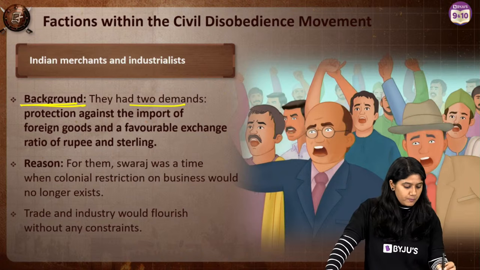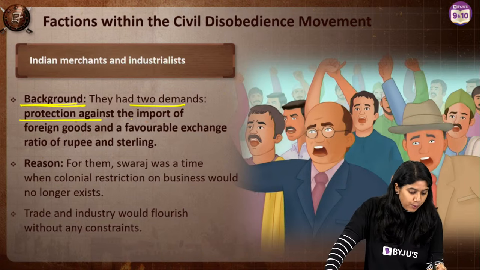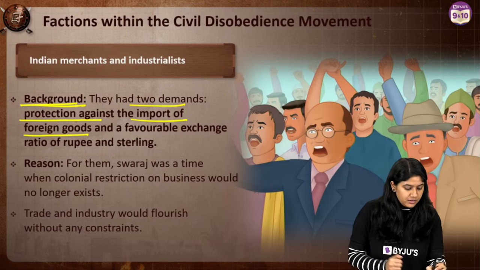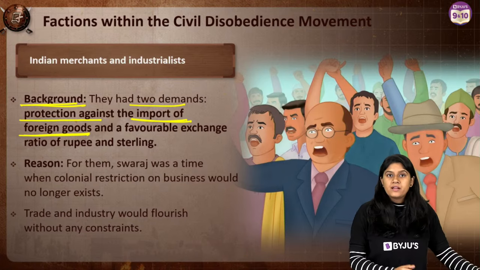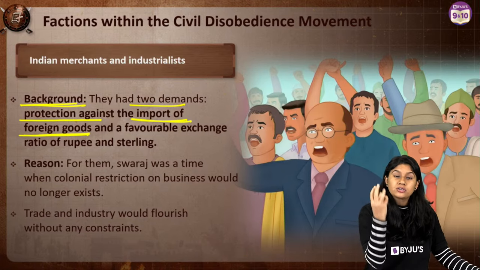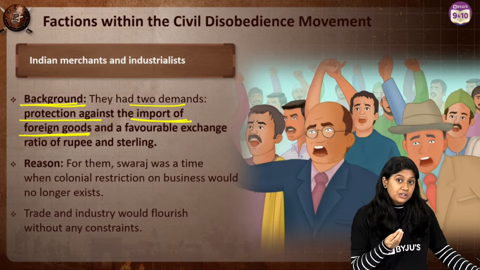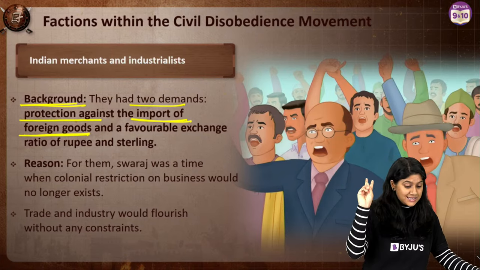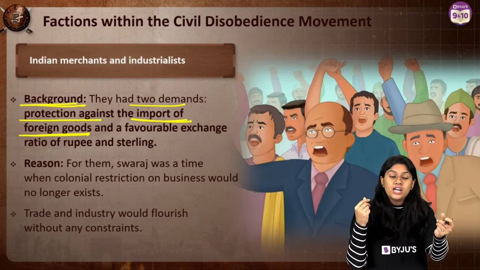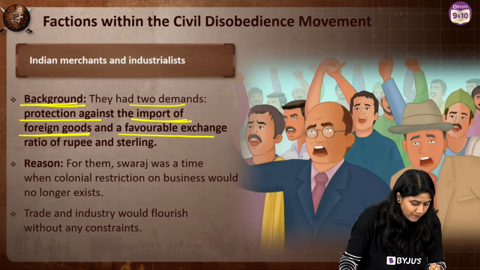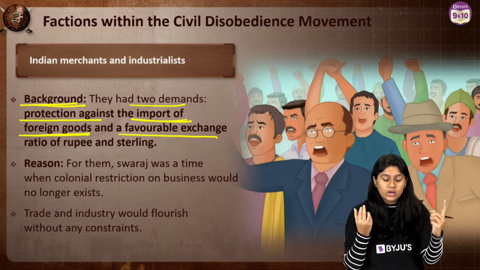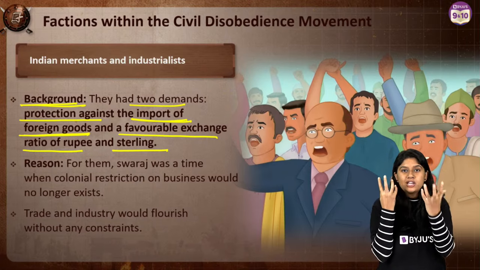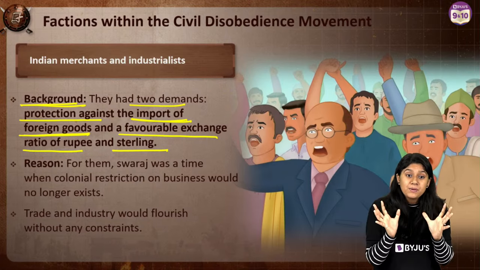What was it? They want the protection against the imports of foreign goods. They were paying a huge amount of import duty or taxes to the British government at that particular time. They want some protection from it. The tax should be reduced. Second thing, they want a good exchange rate, right? They want to have a favorable exchange rate for the rupee and the sterling. The exchange of the different currencies should become more stable.